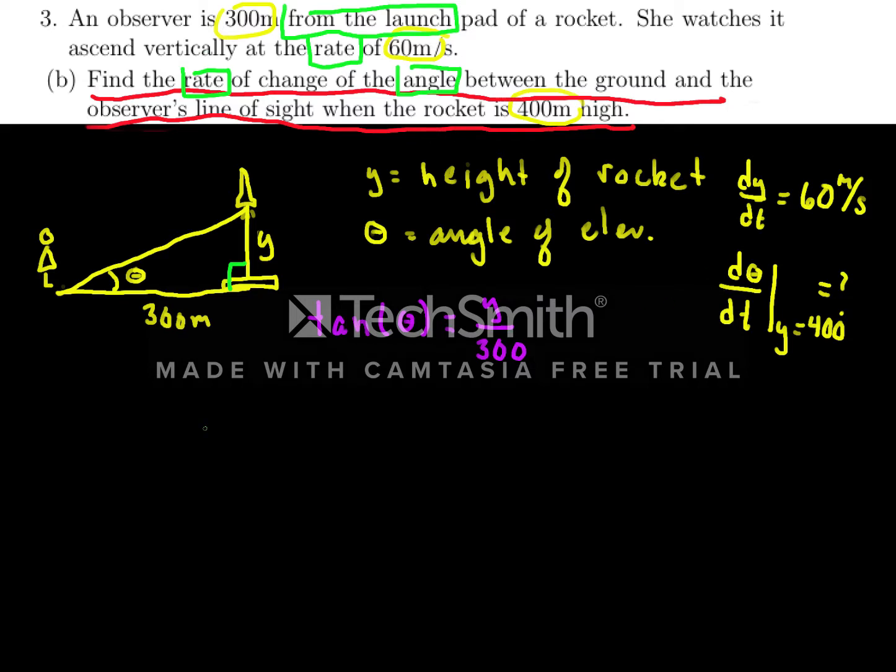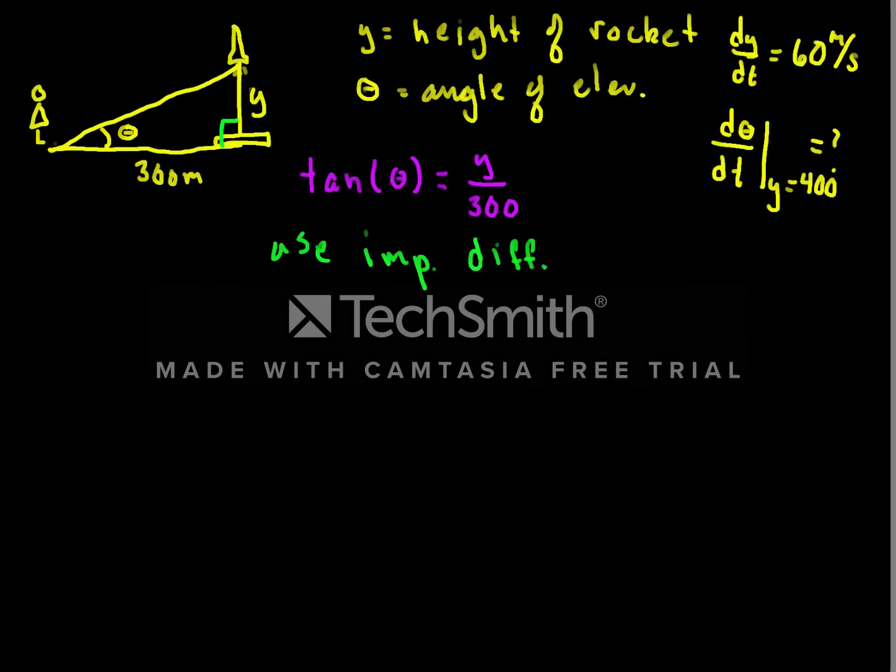And what is the approach we're going to use? Well, this is a related rates problem, so we're going to use implicit differentiation to solve the problem. Okay, so give ourselves some room here. Here's the problem: tan theta is equal to y over 300. We know dy/dt. We want to know d theta/dt. So we're going to use implicit differentiation to get our expression.